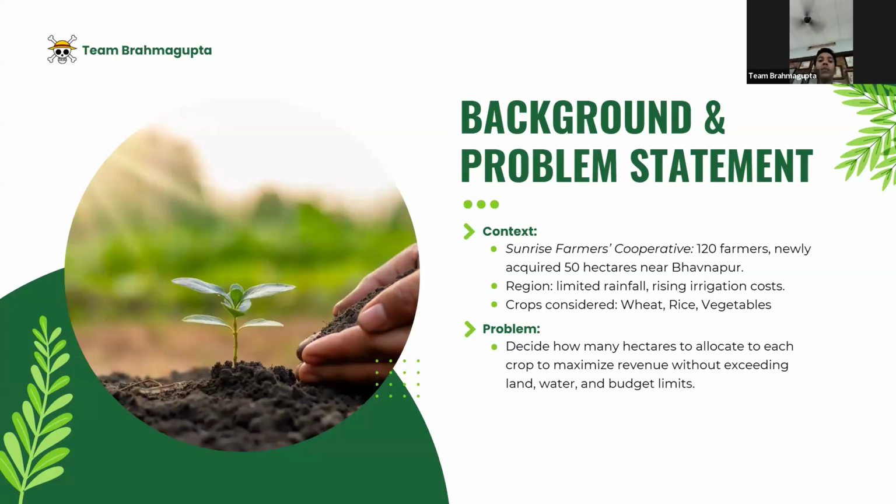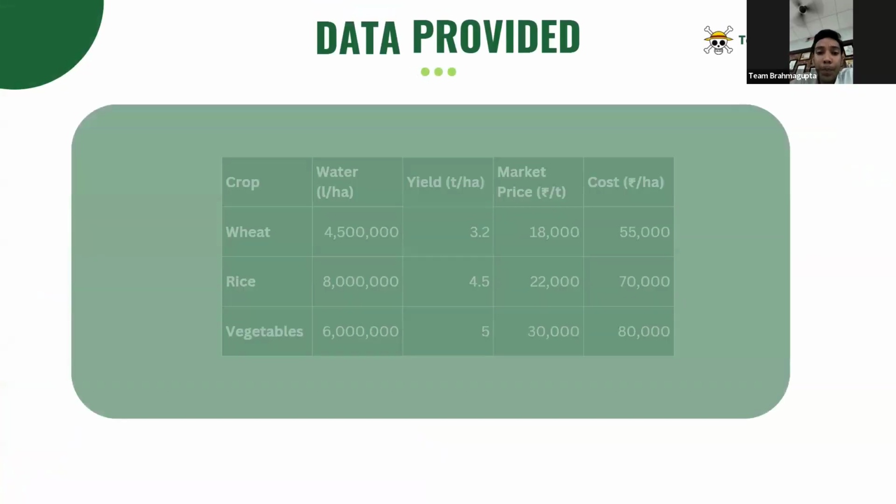Background and problem statement. The context of our topic is that Sunrise Farmer Cooperative, with 120 farmers, has newly acquired land of 50 hectares near Bhavanpur, and the region has limited rainfall and rising irrigation costs. The crops we are considering are wheat, rice, and vegetables. The problem is to decide how many hectares to allocate to each crop to maximize the revenue without exceeding land, water, and budget limits.